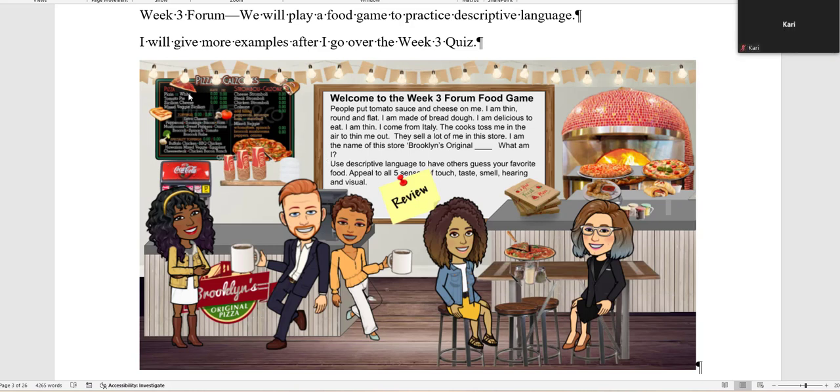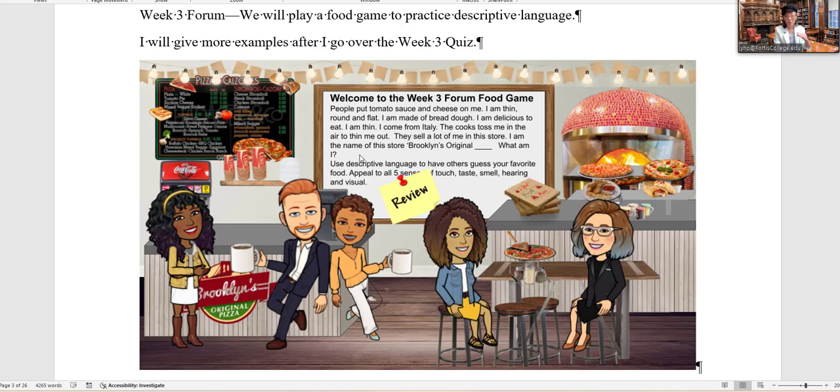Pizza. Yeah, pizza. So obviously it's here. And so everyone else has to guess, what food am I? And then they would say, are you a hot dog? Are you a hamburger? Are you that sort of thing. So when you post to two students, you're going to be guessing what someone else's food post is.